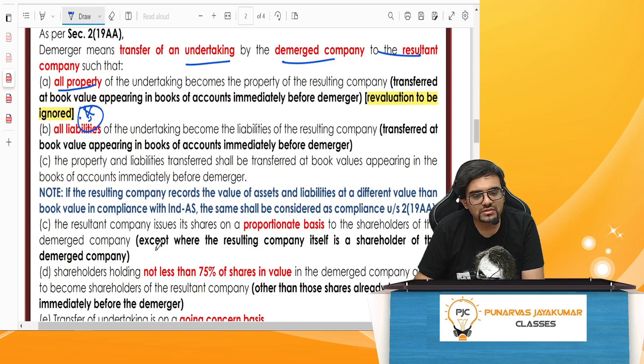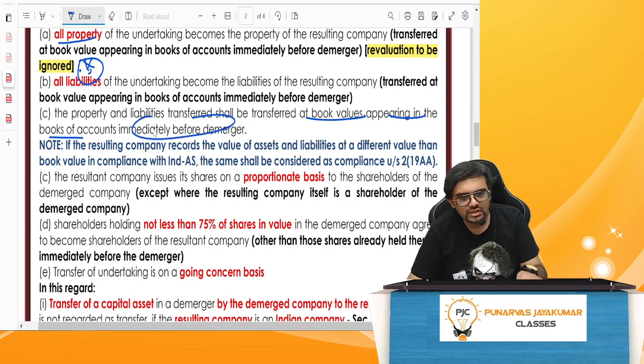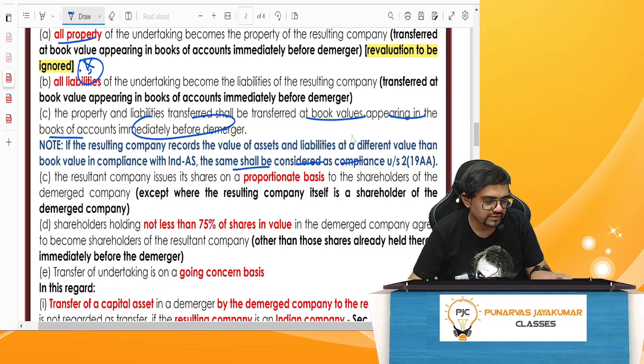All liabilities also will be transferred. The properties and liabilities shall be transferred at the book values appearing in the books of accounts immediately before the demerger. If the resulting company records at a different value, the same shall be considered as per Ind AS. Whatever we did for Ind AS, similar provisions will apply. So that is what they are trying to tell.